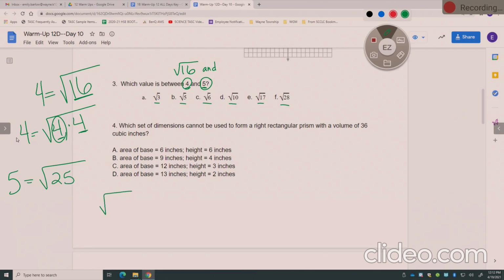Because remember, if we've got a perfect square underneath the radical, we just see what number times itself equals that number, and that's our answer. So instead of saying 5, we can say the square root of 25. And now, if I'm looking for which value is between the square root of 16 and the square root of 25, the answer is obviously the square root of 17.